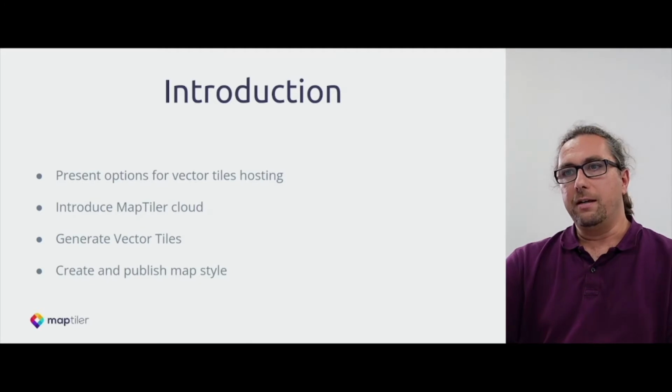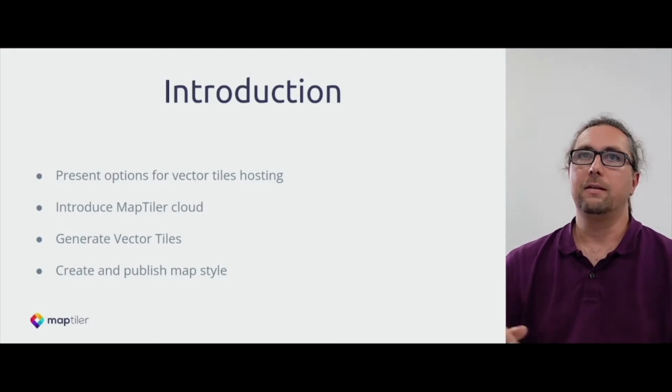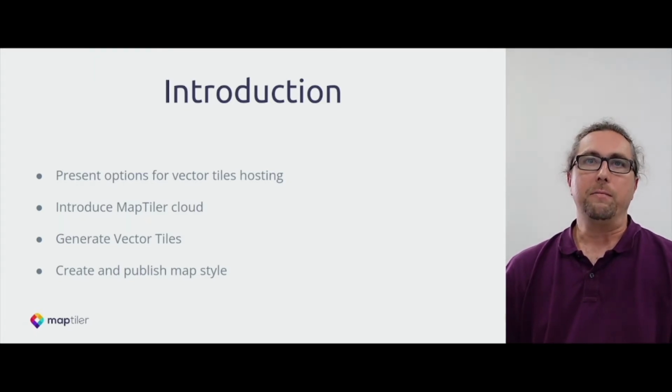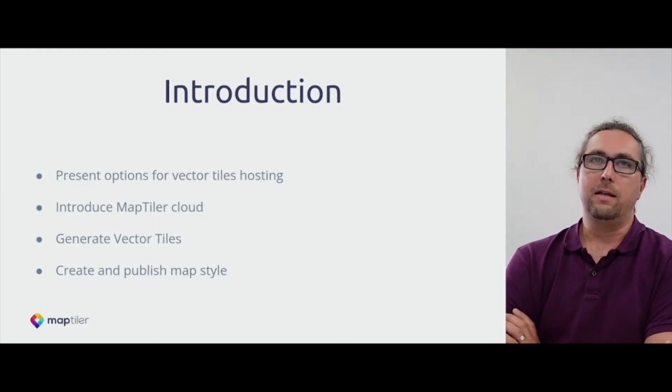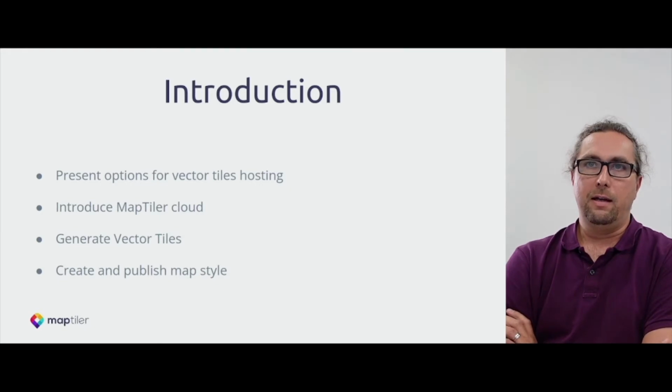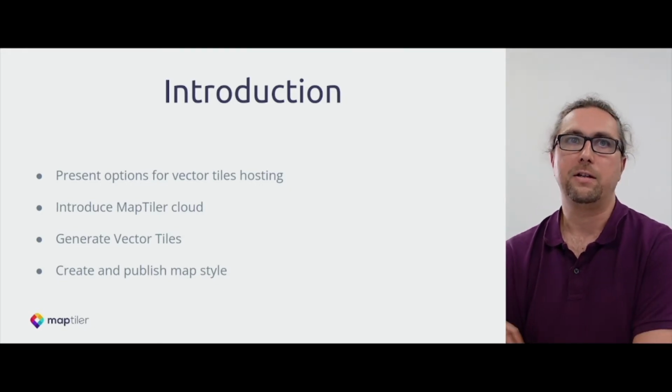So just to summarize, in previous sections, we showed how you can extract data from the OpenStreetMap database, how you can combine them with additional data sets, and then we used the OpenMapTiles toolset to organize this data in layers in PostGIS, and they are now ready for vector tiles generation.